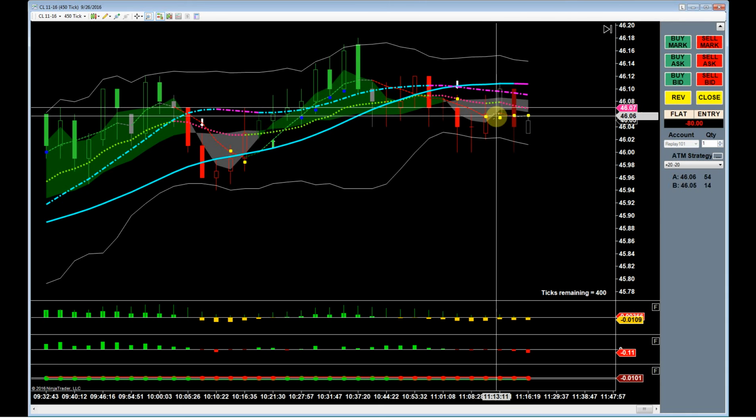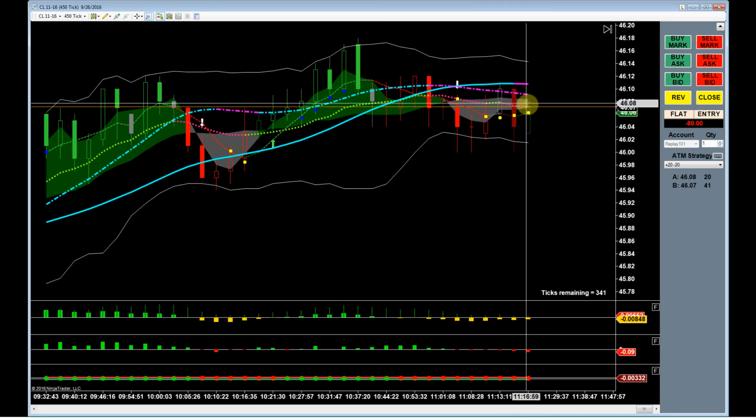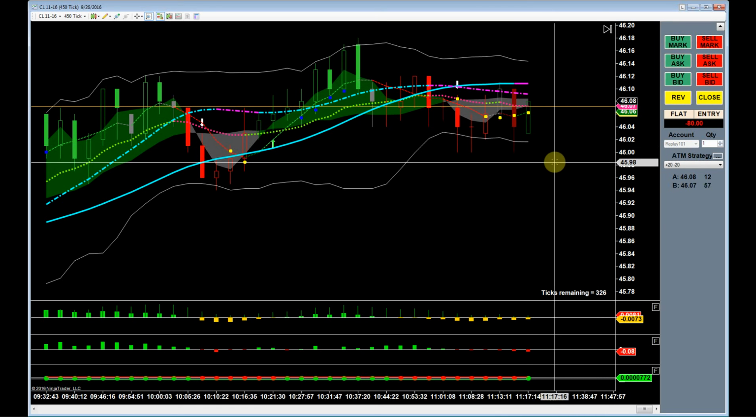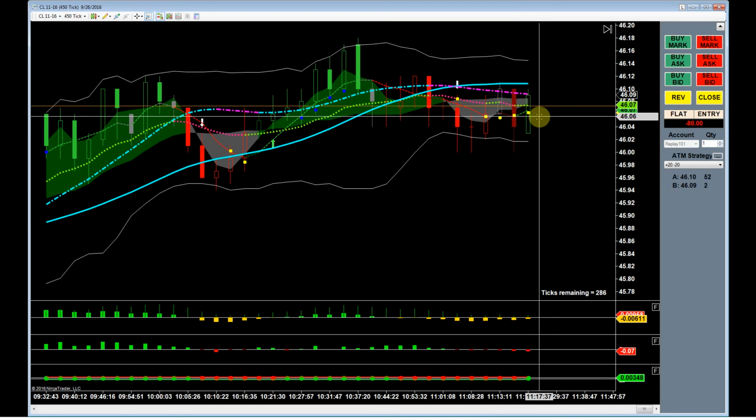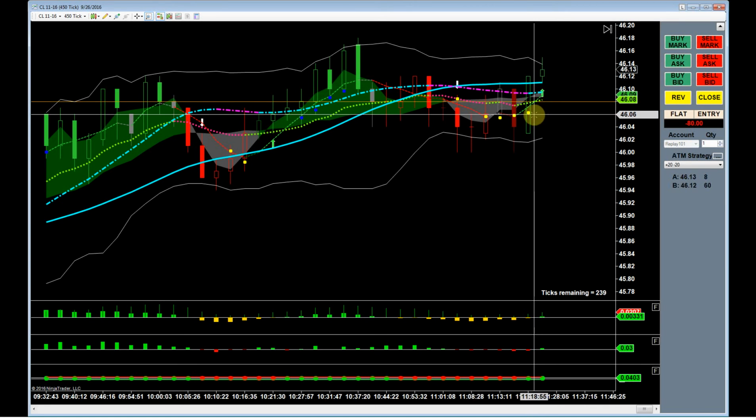It's pretty choppy here right now, but dynamic trend bands are matching and everything, so we're just watching the 46.06 level to see if they're going to try to stop it out or if they're going to take it back down, break it down under 46. All right, they stopped it out.